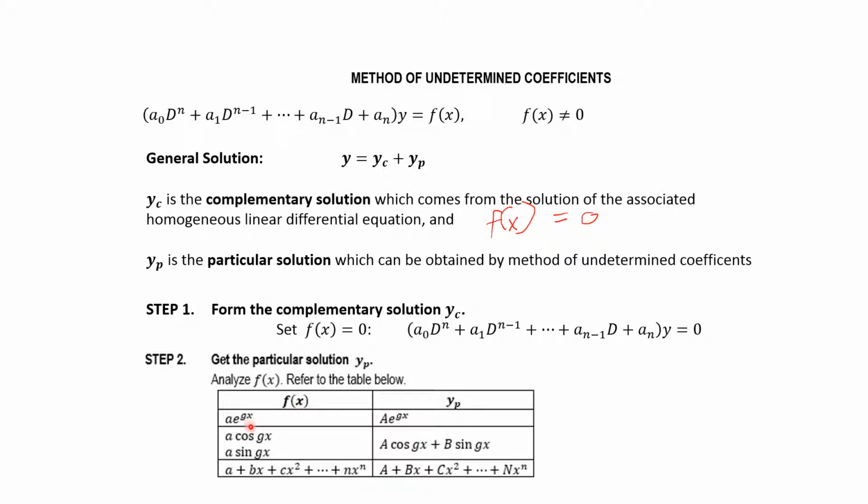Now these are the basic rules. If f of x is a e to the gx, then a corresponding particular solution is a e to the gx. If you have small a cosine gx plus small b sine gx, then a corresponding particular solution is A cosine gx plus B sine gx. And if you have a polynomial function a plus bx plus cx squared plus and so on, nx to the n, then a corresponding particular solution is A plus Bx plus Cx squared plus and so on, Nx to the n.